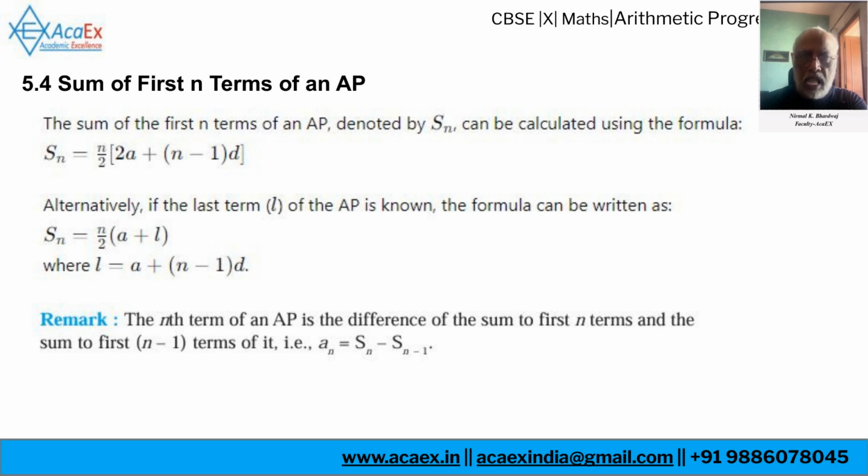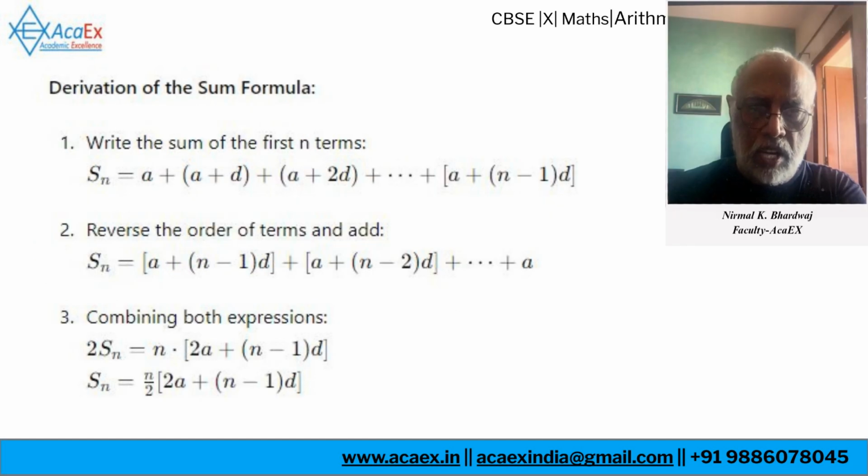S subscript n equals n divided by 2, multiplied by a plus l. Also, the nth term of an AP is the difference between the sum of the first n terms and the sum of the first n minus 1 terms. Derivation of the sum formula.